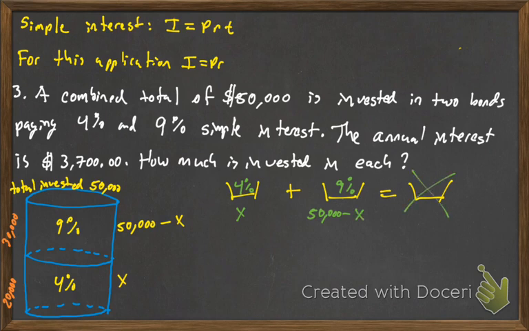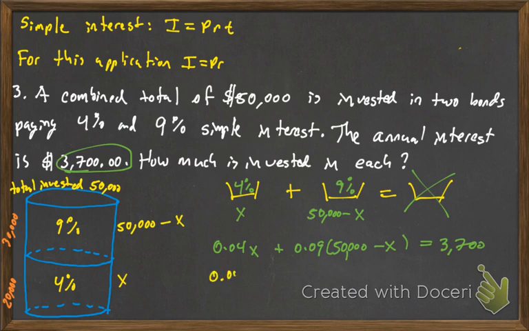mixture. So when I do the 4% times X, that's the principal and the interest rate, so interest rate times principal plus interest rate times principal. What that is calculating right there is interest plus interest, right? And that's going to be your total interest. And we know what our total interest is in this problem. It is $3,700. Okay, so it's a little bit different, a little bit tricky. Takes a little bit of practice. You get the hang of it.